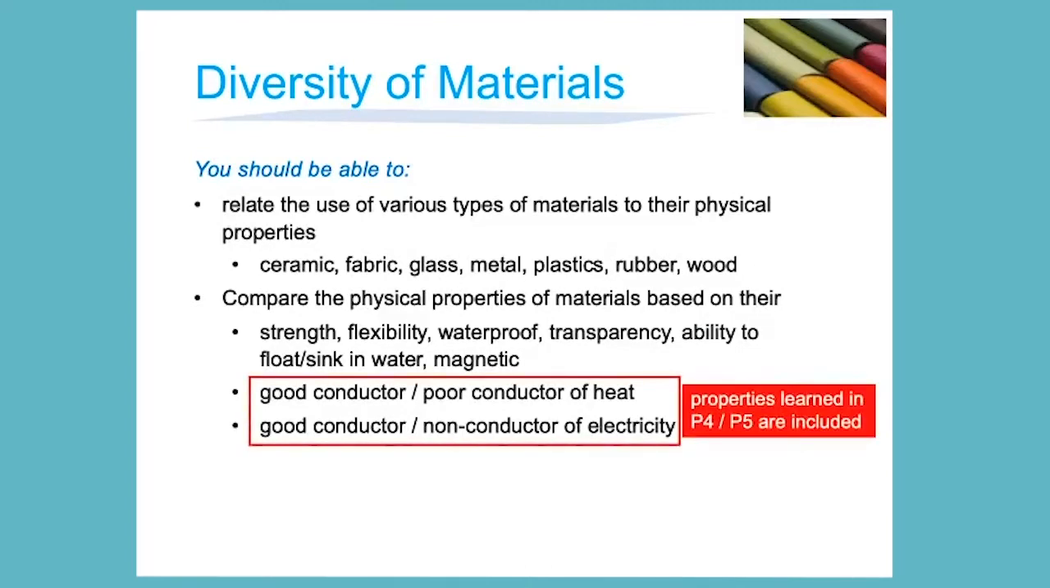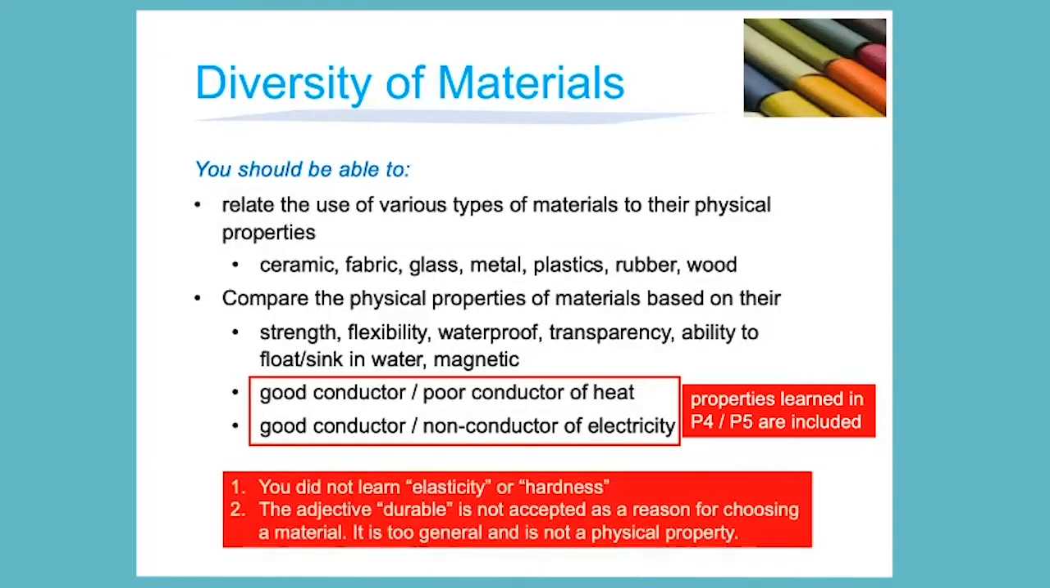Even though these 2 points are properties that are learned in primary 4 and primary 5, they are still included under the physical properties of materials, and you can use concepts from there to actually explain why you choose certain materials over others. Okay, take note, you may have used the words elasticity or hardness before, or even the term durability. You do not need to know about elasticity or hardness. Hardness means ability to scratch another material, right? Elasticity is to be able to stretch and recoil back to its original position.